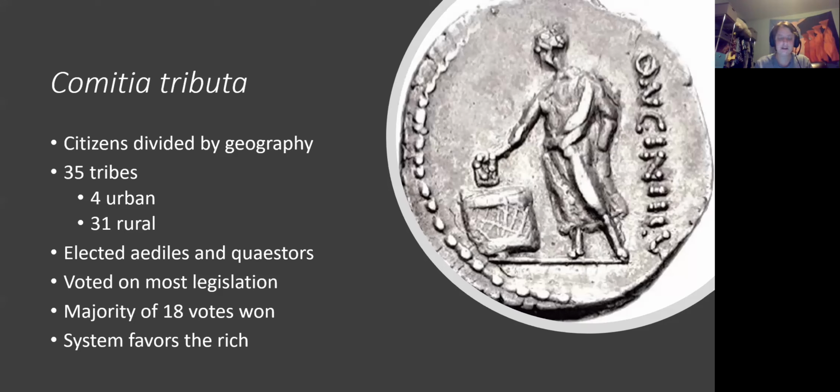This system, while it seems a bit more equitable since it's based on geography, also favored the rich. In order to vote, you had to be in Rome. This meant that a farmer living in the countryside had to take a dangerous journey and miss multiple days of work in order to get a chance to cast a vote, while the rich aristocrat who lived in the city was already there. Thus, the vote skewed towards the wealthy.